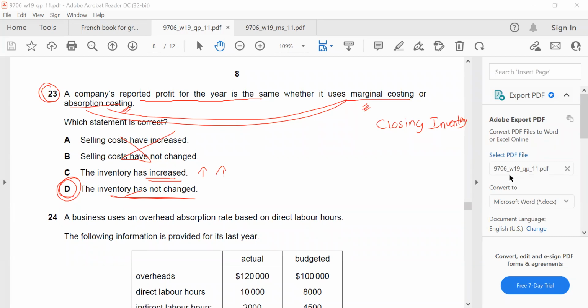Okay. If the selling price is constant, even if the inventory changes, there will still be a difference in the profit. So the reason why there is a difference in the profit between marginal and absorption is only and only because of inventory. Yes.